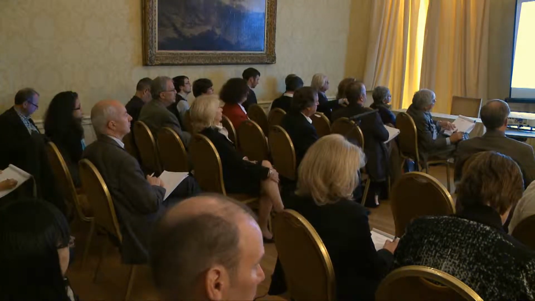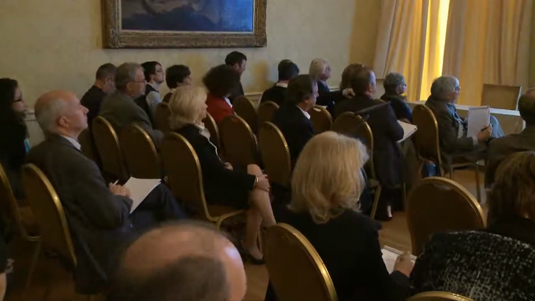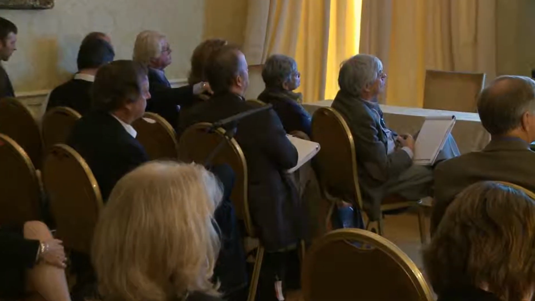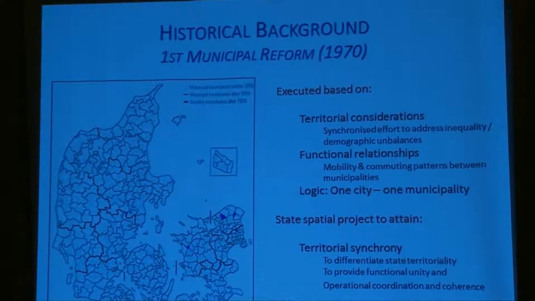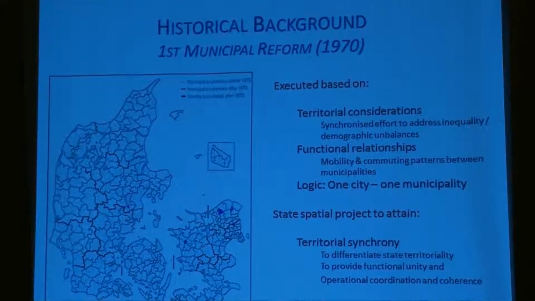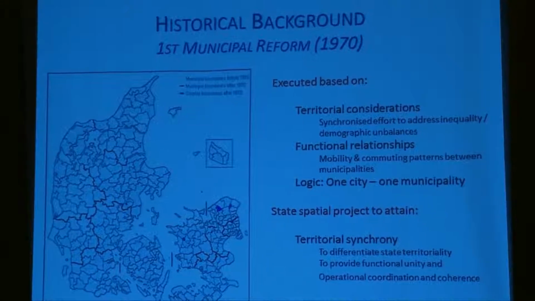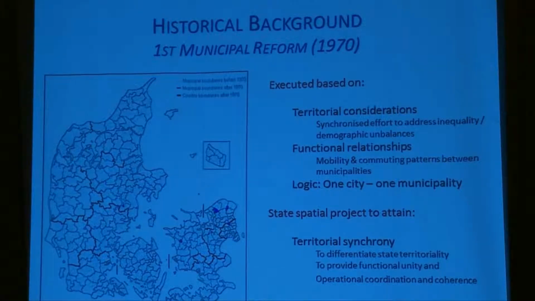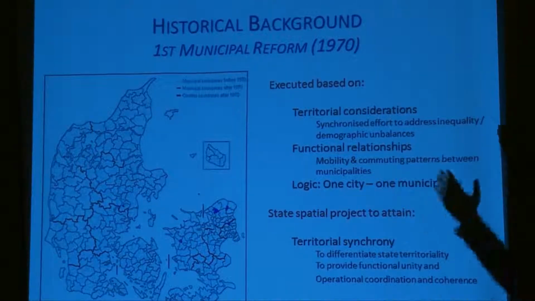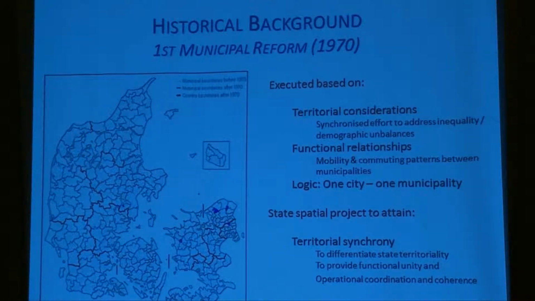So, a bit of the historical background. There was a first municipal reform in the 1970s, which was executed based on territorial considerations, very much related to geographical thinking. Denmark used to be comprised of over 1,000 parishes and also several hundred municipalities before this time. The whole structure of the country was reconfigured in the 1970s, also as a response to post-war Denmark, which was very much characterized by unbalanced development. Most of the wealth of the country was concentrated in the Copenhagen area, and there were plenty of social and economic issues in the Jutland area.